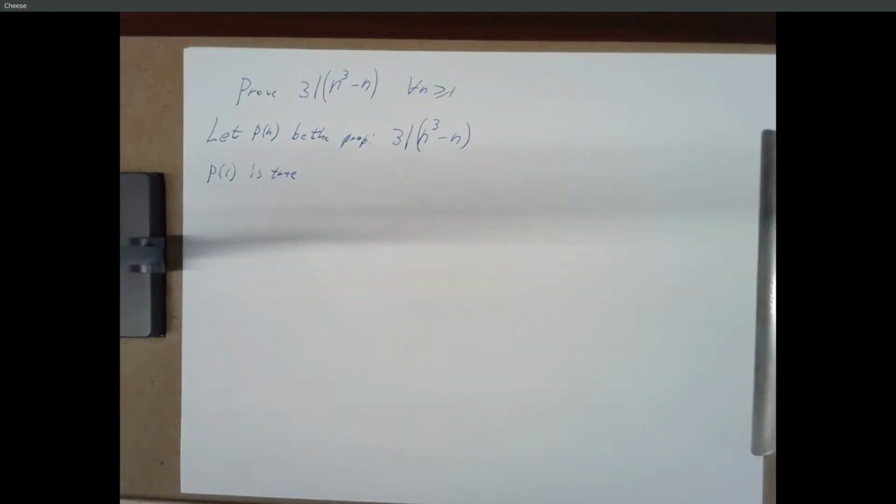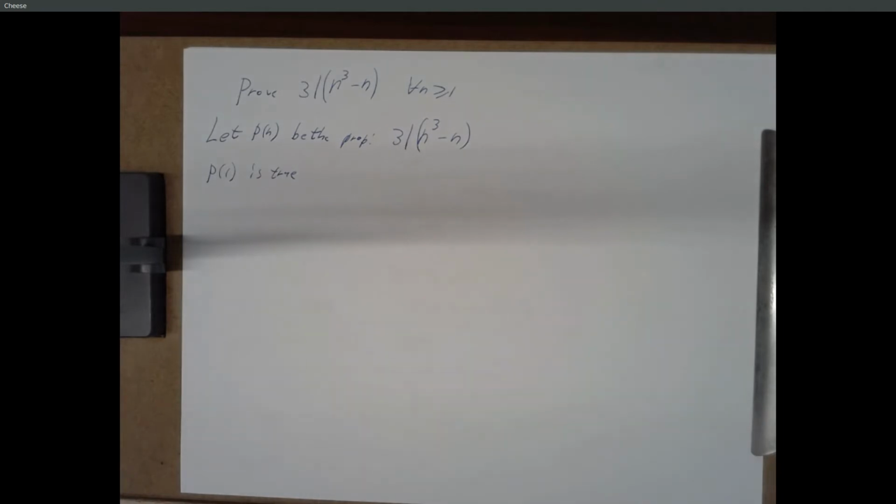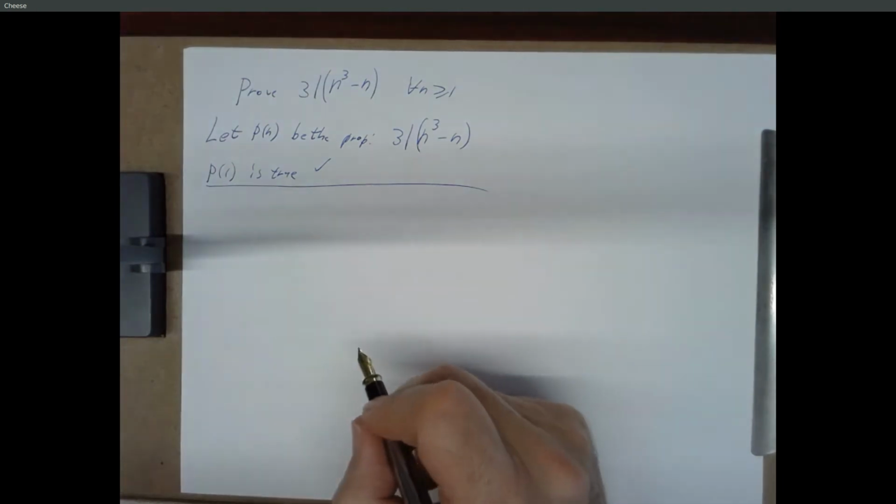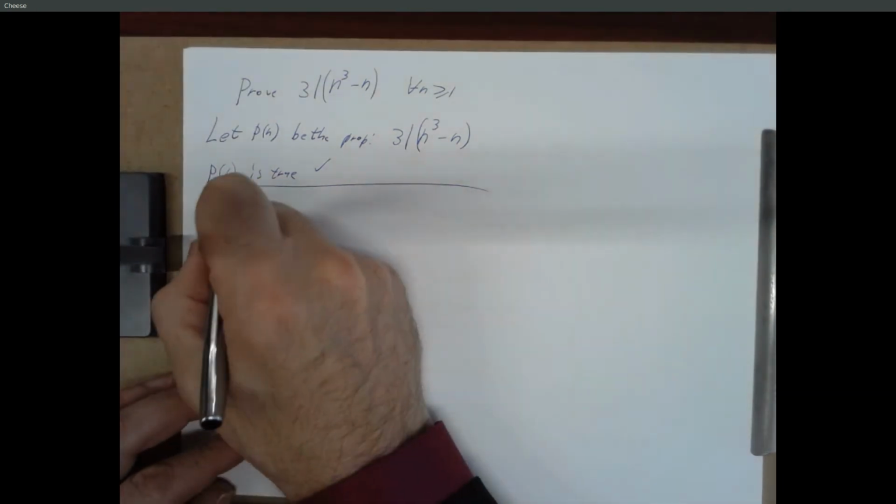And if we plug in n equals 1, this says 3 divides 0, and we know that's true. 0 is divisible by any positive integer. It's just 3 times 0. So P of 1 is true. So now let's prove P of n gets us to P of n plus 1.